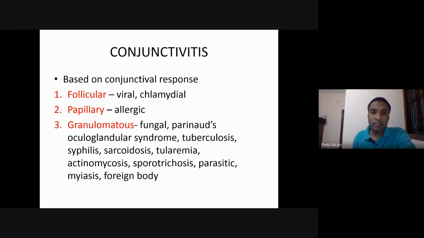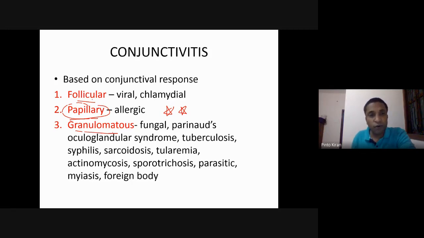So based on the conjunctival response, which we have already discussed, it can be a follicular conjunctivitis, a papillary conjunctivitis, or a granulomatous conjunctivitis. The cause for papillary conjunctivitis, and here comes a very interesting point, you should remember: all allergic conjunctivitis will have a papillary response. You should not forget, because this question has been asked many times in many entrance exams.